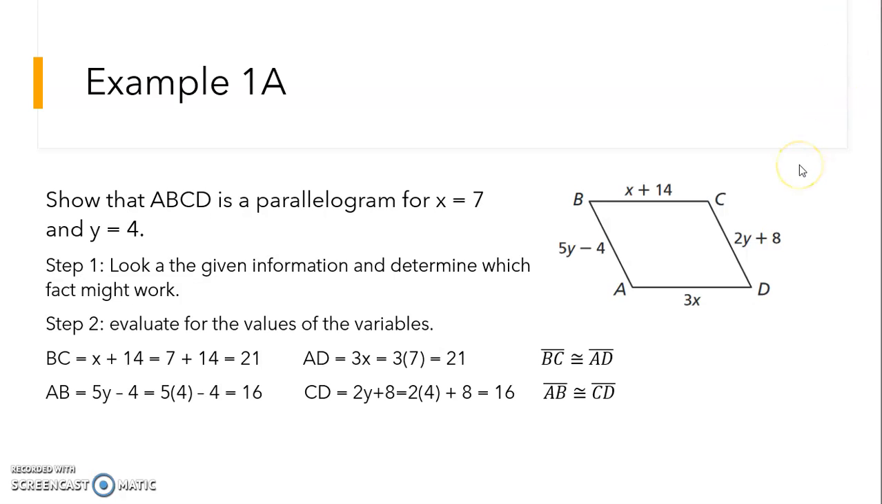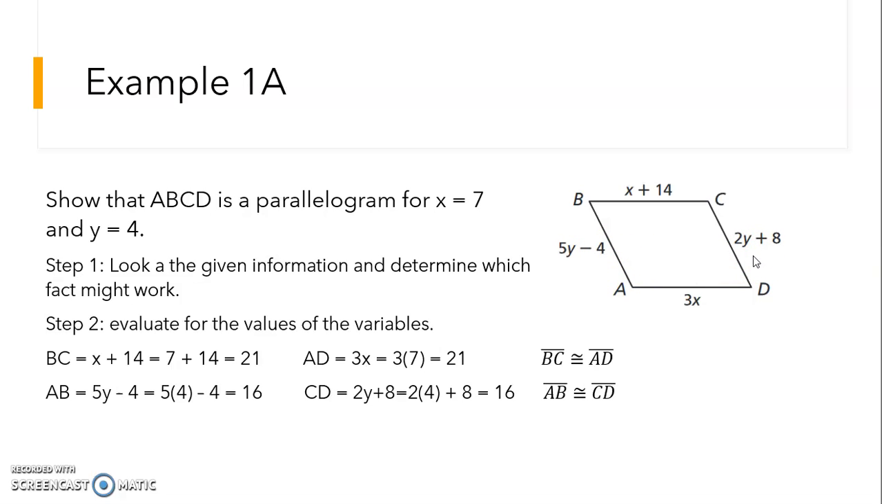So I think the fact that will work is the fact that opposite sides are congruent. That's the fact that I'm thinking. So what I'm going to do is put x into this expression and this expression. So 7 goes in, and then I'm going to put the y value, the 4, in for the y's here and here.